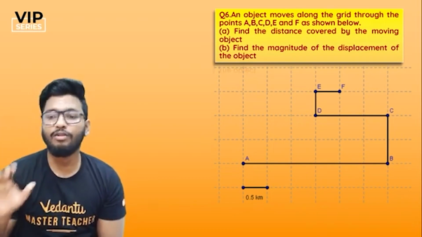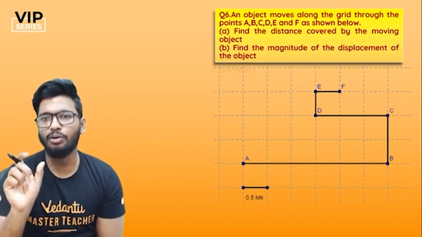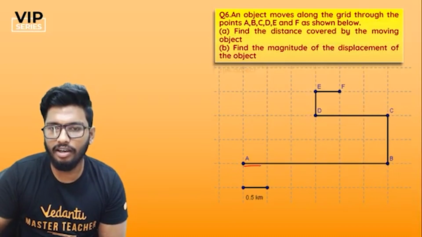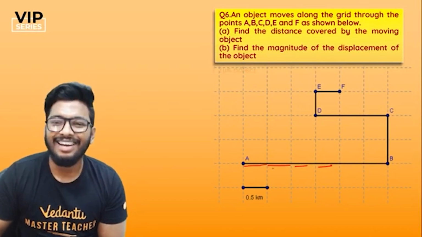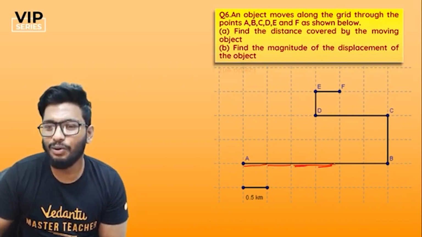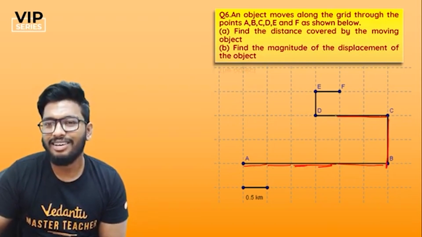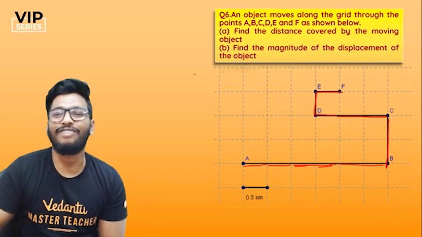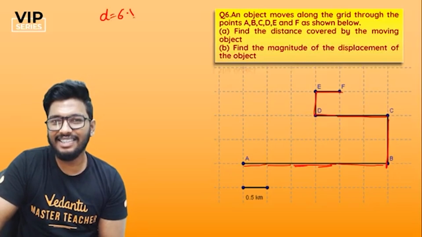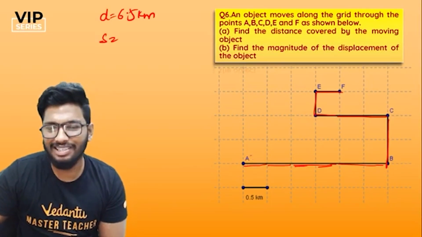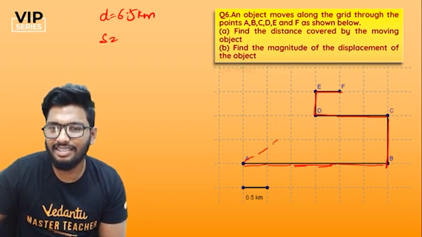So first of all, guys, each of these squares that you have is about 0.5 kilometer. So what is the distance traveled? This is basically 0.5 plus 0.5 plus 0.5 plus 0.5, you get the point. So that's 1, 2, 3, 4, 5, 6, 6.5. So distance traveled is 6.5 kilometer. But what is the displacement? Now displacement is what? Final minus initial position. So this is the displacement that you're supposed to find out.